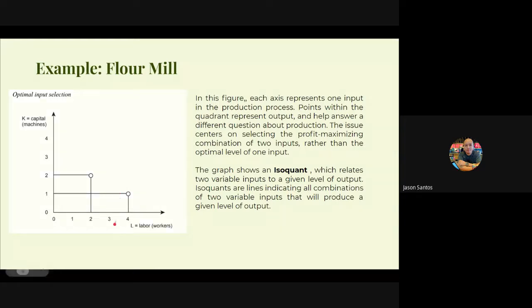Okay? Now, this graph shows an isoquant. These isoquants relate two variable inputs to a given level of output. Isoquants are lines indicating all combinations of two variable inputs that will produce a given level of output. So this graphing style that we made, these lines are what you call the isoquant.